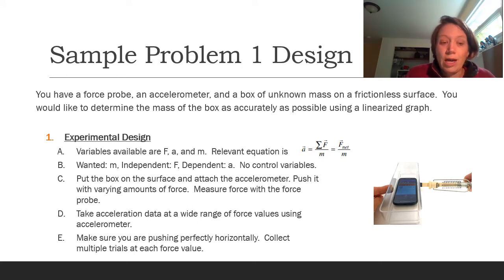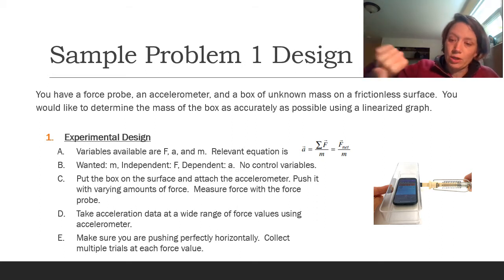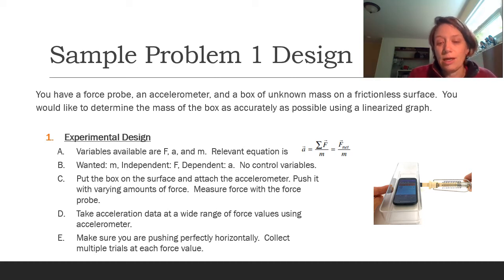Step E has to do with the error. You want to explain what steps you took to reduce error. So in this case, you would want to make sure you're pushing horizontally. If you push at an angle, that's going to change the amount of force. So that would be one thing. And the second thing, as I said, you always want to add in this statement because it'll usually get you a point: collect multiple trials for each force value. Just making sure you have multiple data trials is going to really help reduce the error.